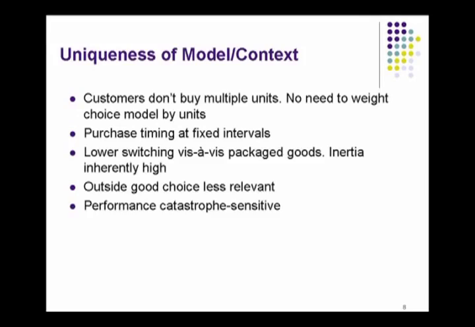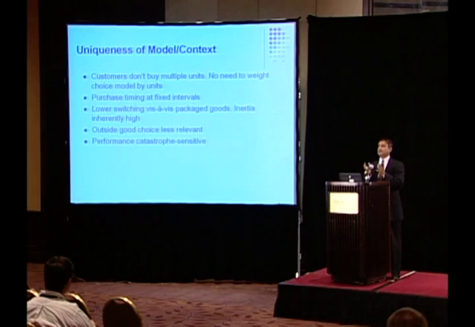So if you're an auto owner, you don't buy multiple insurance policies, you just buy one. And so when it comes to modeling the consumer choice, you don't have to wait for buy units. The second important thing is purchase timing of these products are at fixed intervals. For example, auto policies are purchased every half a year, and home are typically every year.